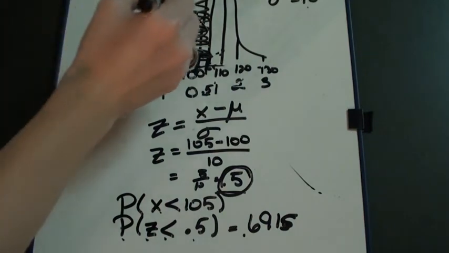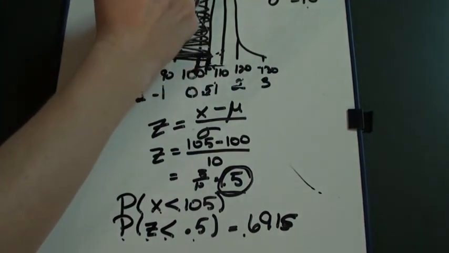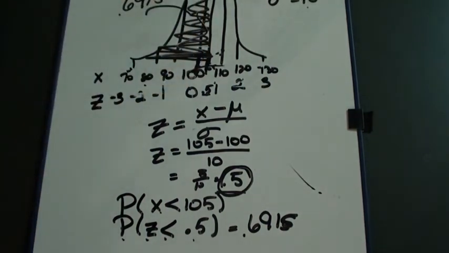Okay, so we know that this probability right here is 0.6915. So that's how you find the probability of being less than any particular value. So on the next video, I'll show you how to do greater than and between, the probability of being greater than or between different values as well.